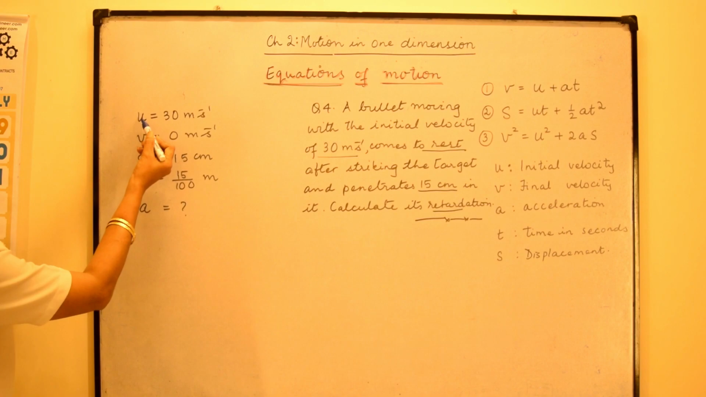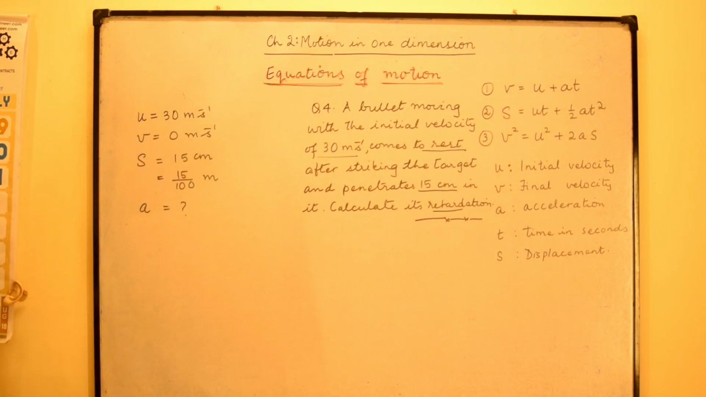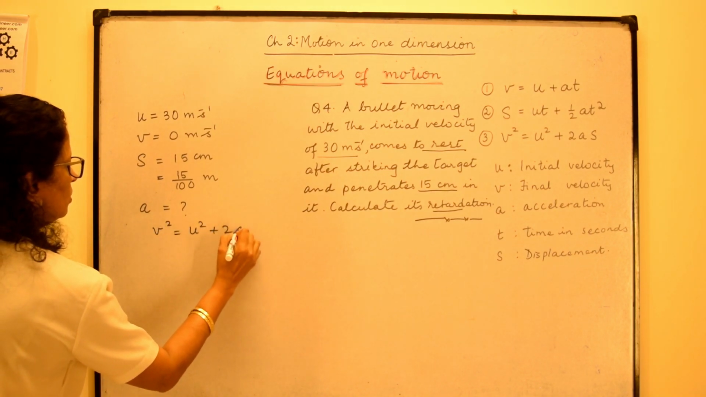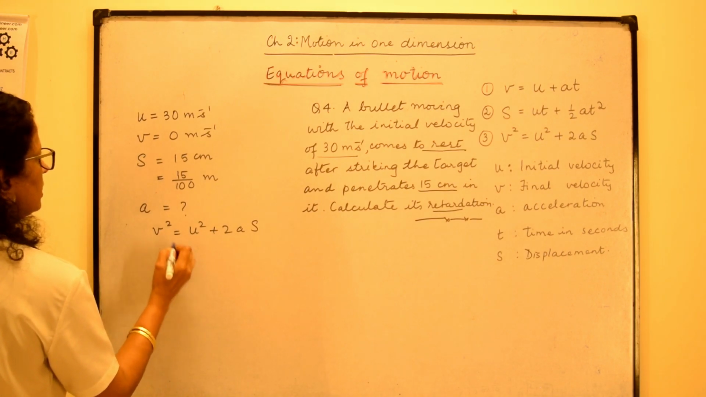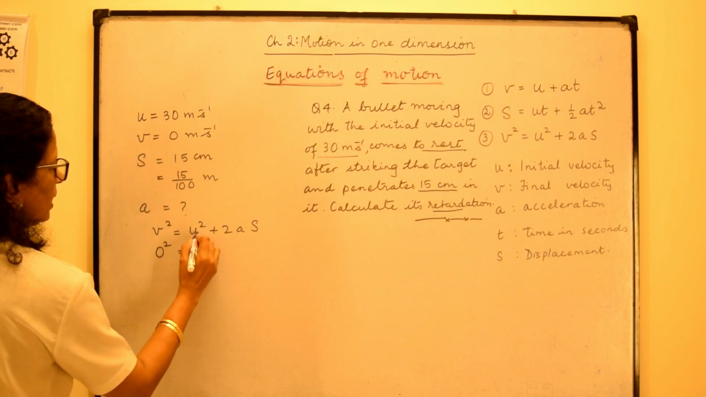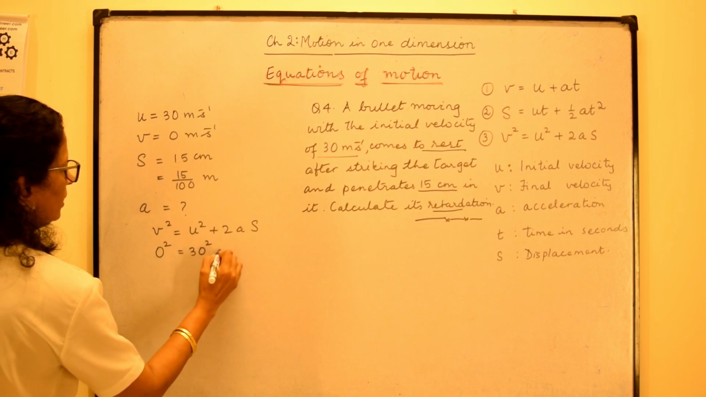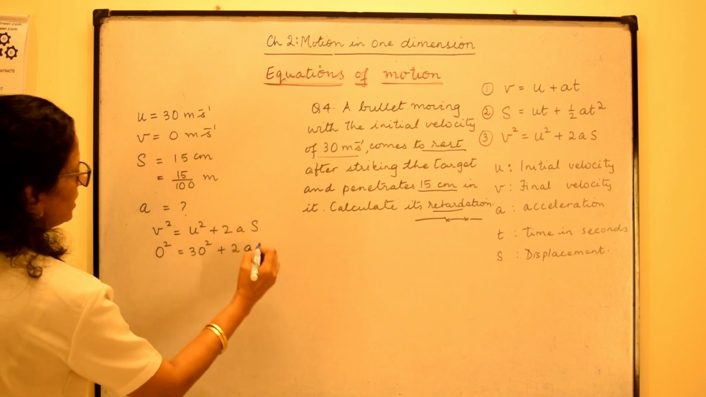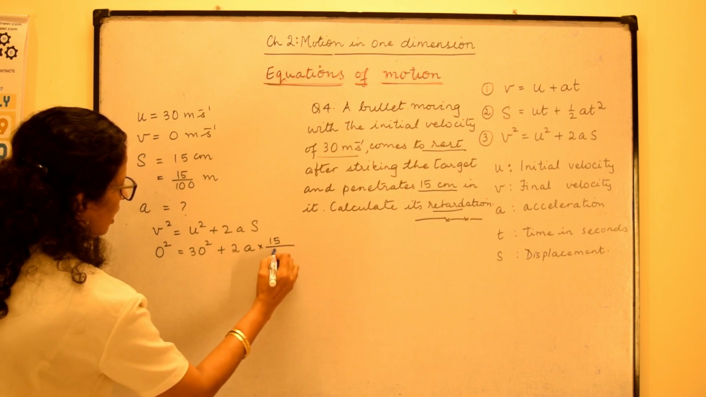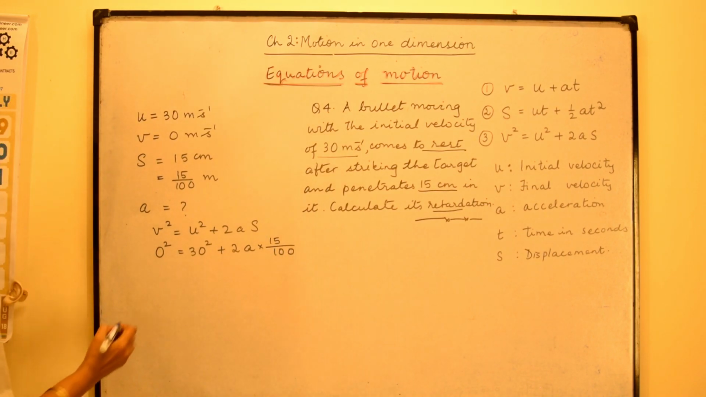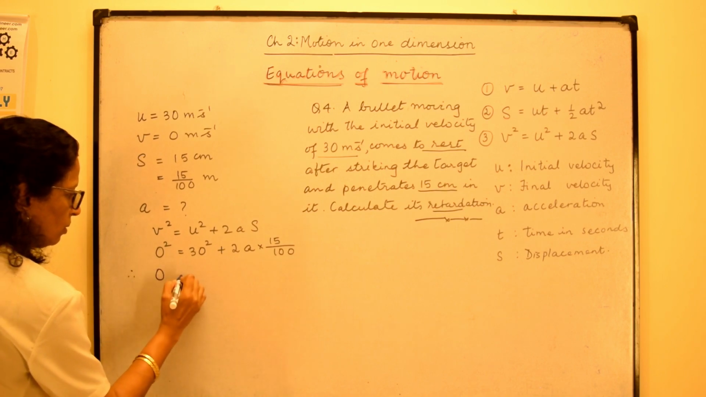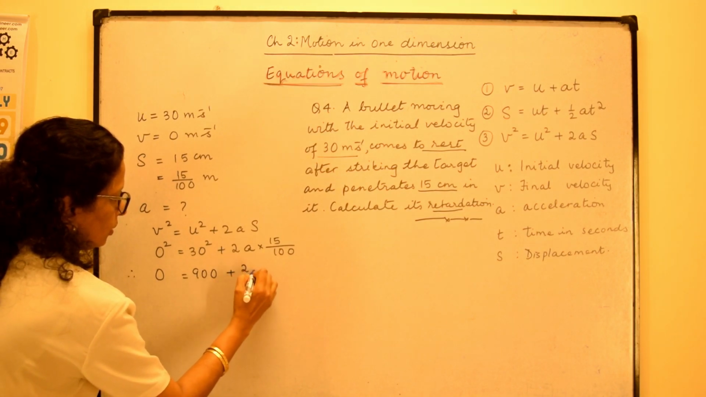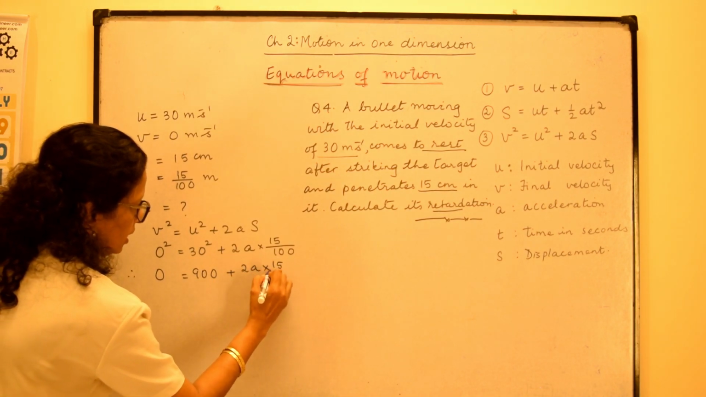Which is the formula with U, V, S and A? The last one. So we will write it. V square is equal to U square plus 2AS. V square is 0. 0 square is equal to 30 square plus 2, A we do not know, and S is 15 upon 100. Therefore, 0 is equal to 900 plus 2A into 15 upon 100.